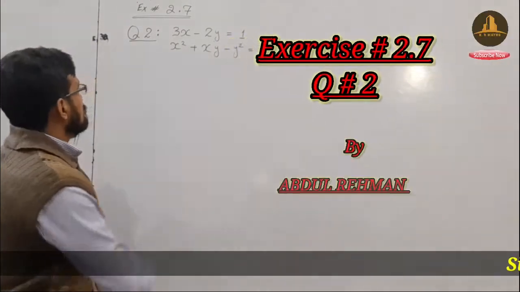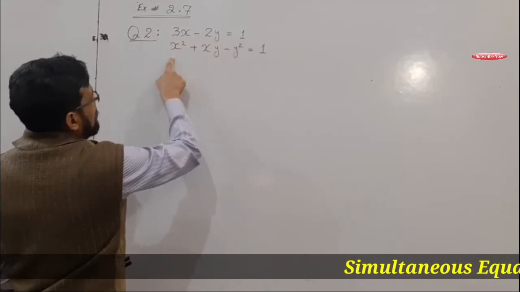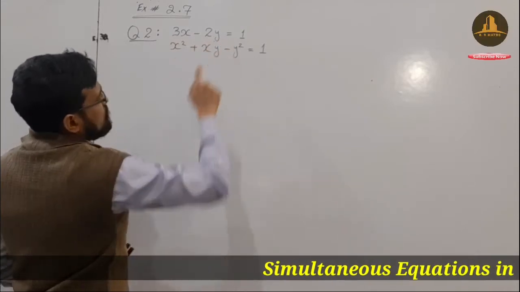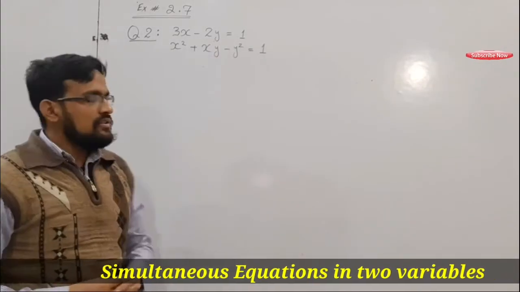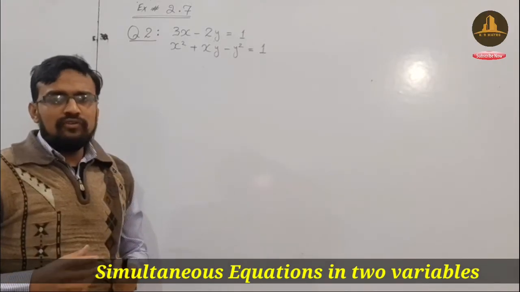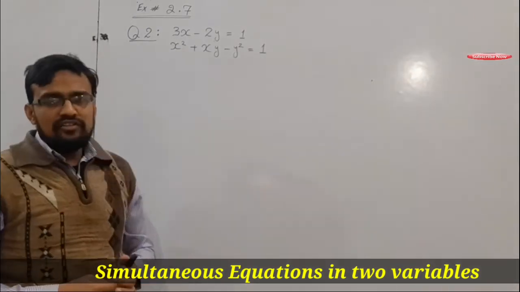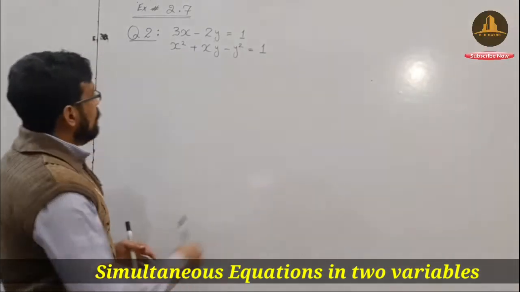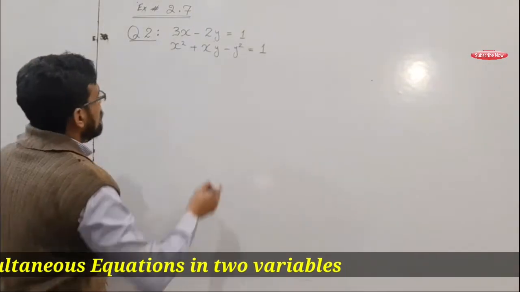According to the question number 2, 3x minus 2y is equal to 1 and x square plus xy minus y square is equal to 1. Student, this is a simultaneous equation, the system of equations having some common solution. So simplify this type of equation. One is linear and the other is non-linear in two variables.